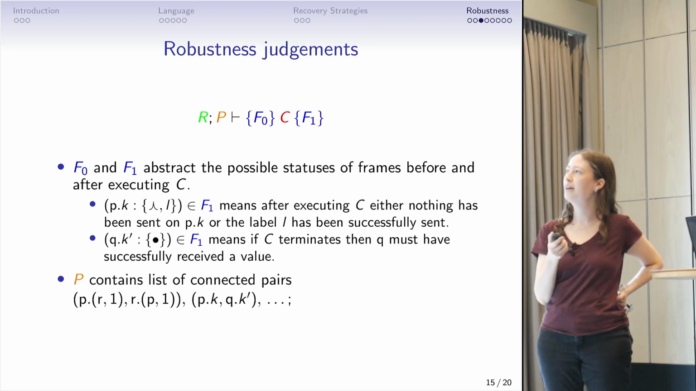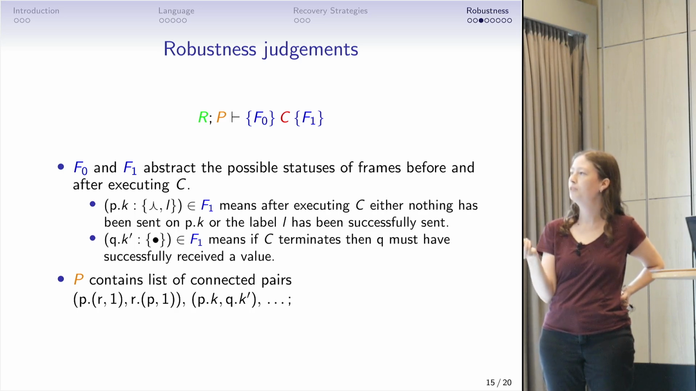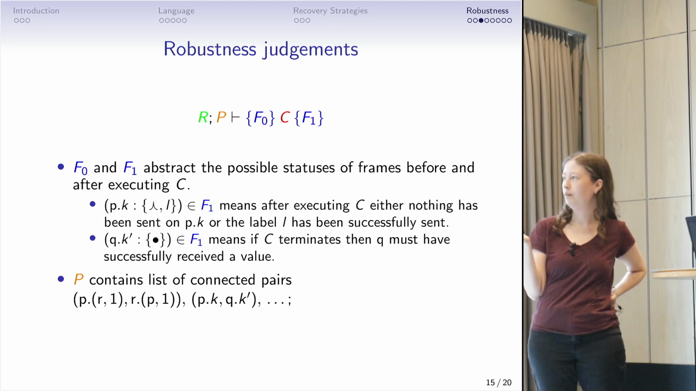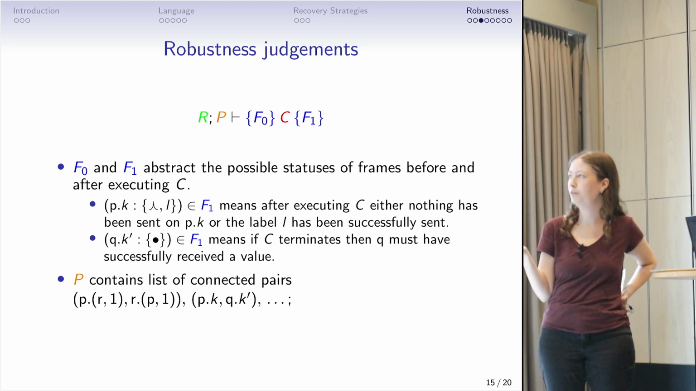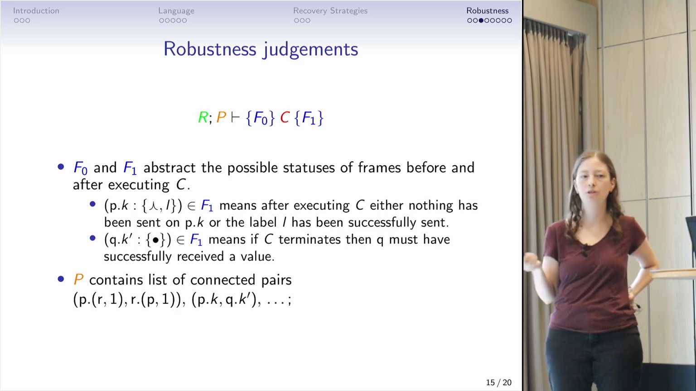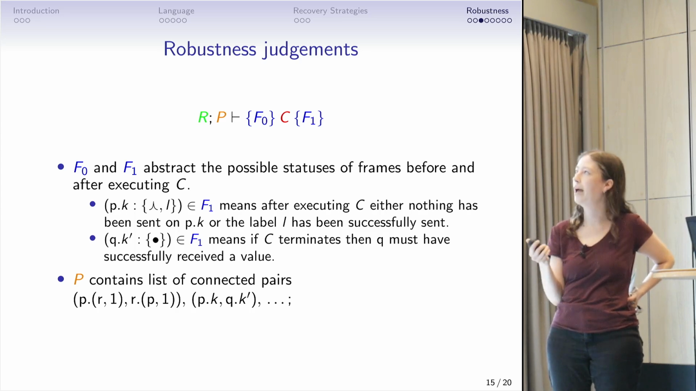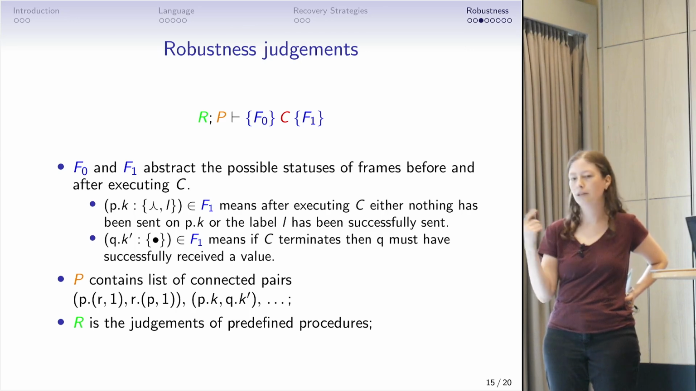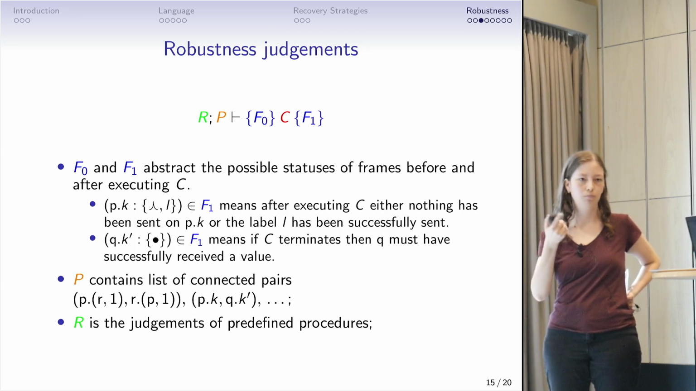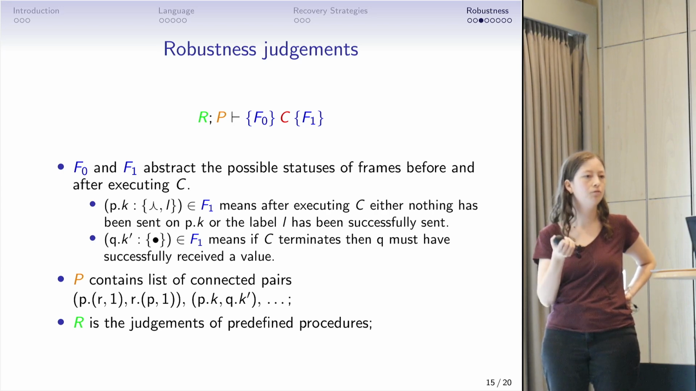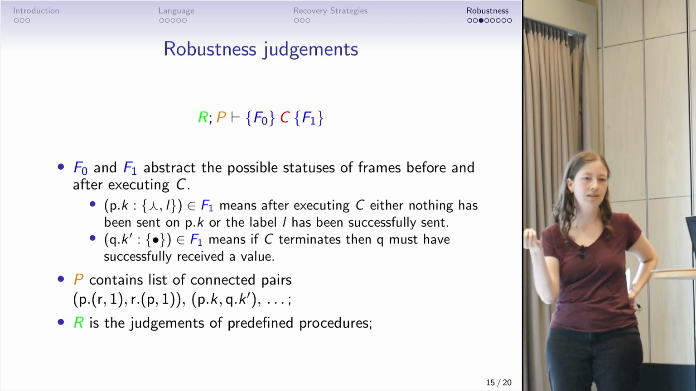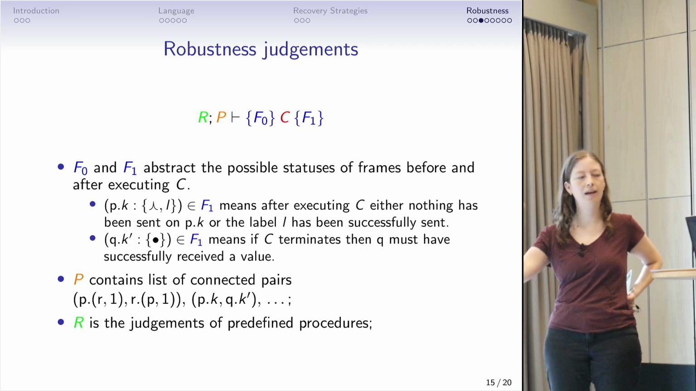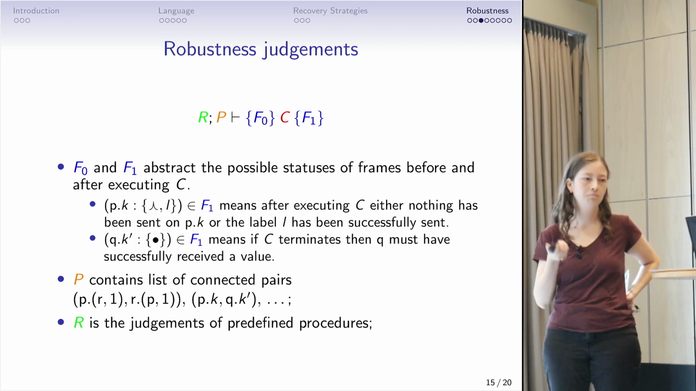So how do we use that? We need P and R first. P is a list of connected pairs of frames, so a sender and a receiver. You need to know which frames are connected to which, and R is the judgment of our predefined processes. So, for example, send with exponential backoff: you start out not having sent anything on the frame, and by the end, you have sent something.